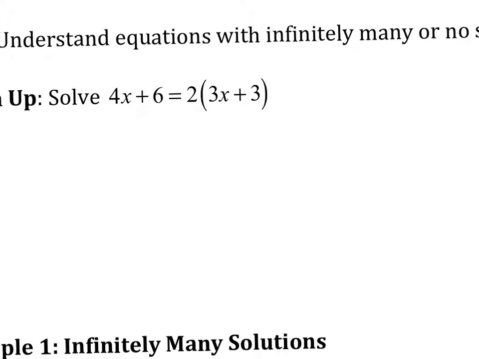So let's use our magic. Most likely, most of us are going to distribute right there. So I get 4x plus 6 equals 6x plus 6. All right, now I'm going to keep working through this just to show the work. I'm going to subtract 6 from both sides here. I'm also going to subtract 6x from both sides.